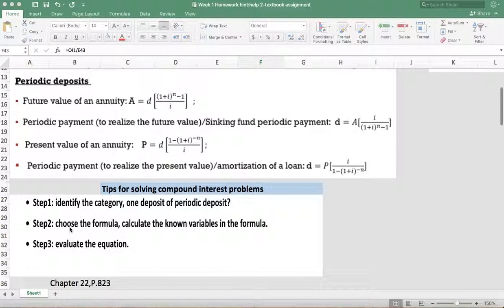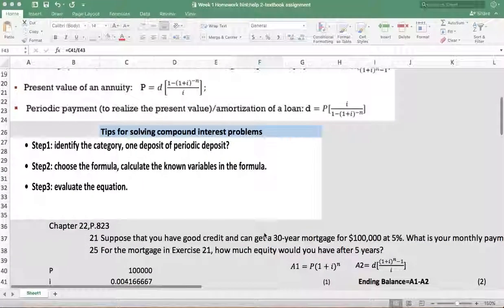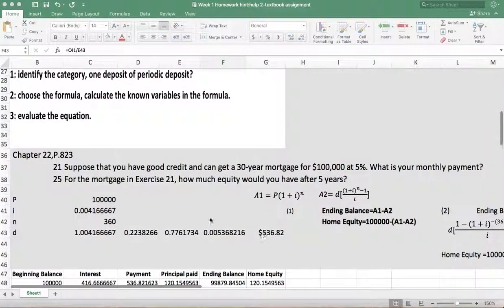Step two is choose the formula. Calculate the known variables in the formula. Step three is evaluate the equation. Let's go see exercises 21 and 25 in chapter 22.